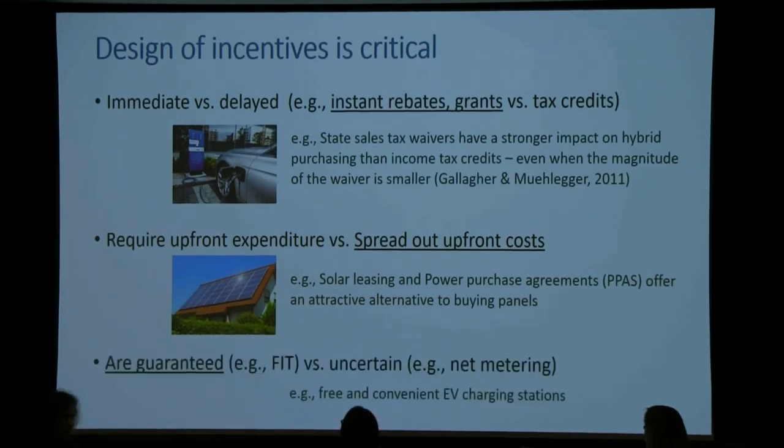And we also need to think about how to guarantee incentives. Paul and I have written comparing Germany and the US on the incentive structures for solar. Germany has a feed-in tariff where there's a guaranteed locked-in rate for the electricity that's produced. Net metering here in the States is much more volatile. Some states have done away with it. Another way to think about guaranteeing incentives is, for example, with EVs: are there charging stations in public places that make it easy for people to charge their cars?